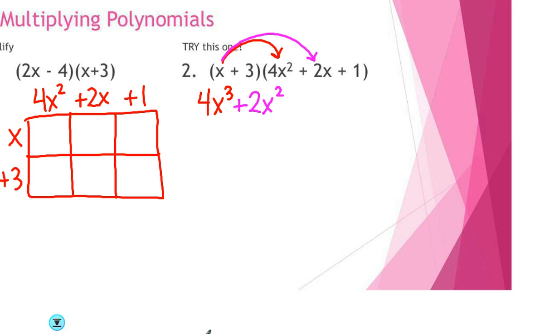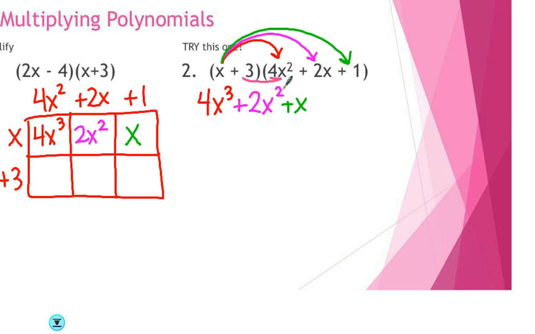Oh, sorry, I forgot to fill these in over here too. 4x to the third. And this one is 2x squared. Now instead of just distributing it twice, I have to distribute it 3 times. This is a binomial times a trinomial. x times 1 is just 1x. Now I'll show you how I like to organize my stuff here.